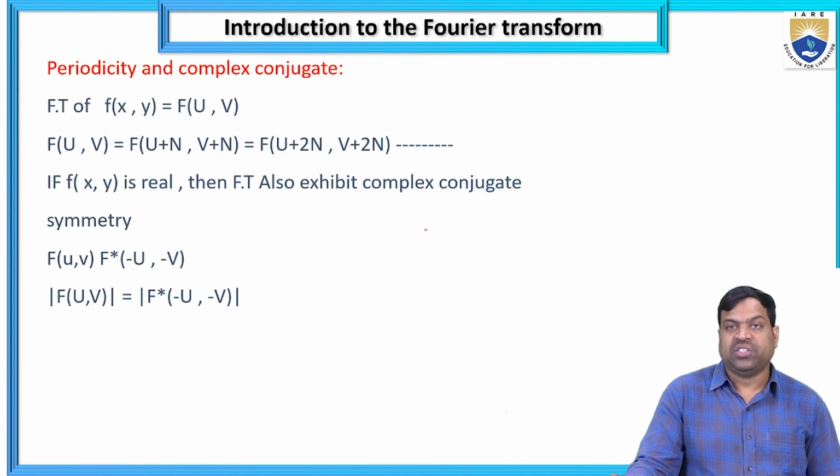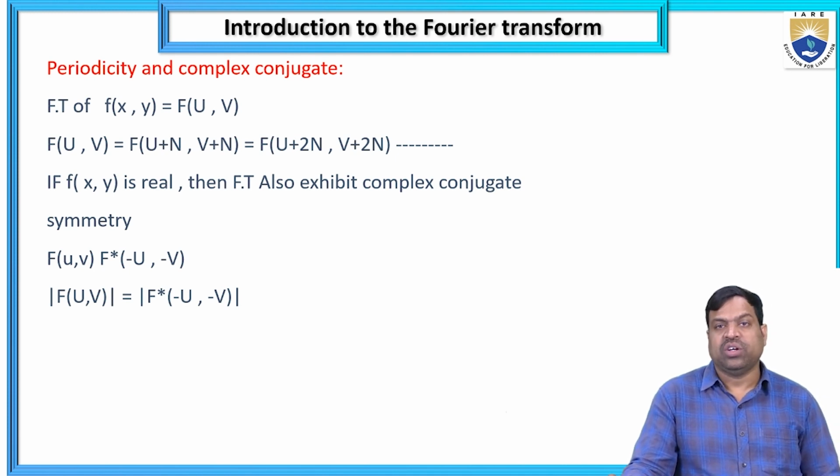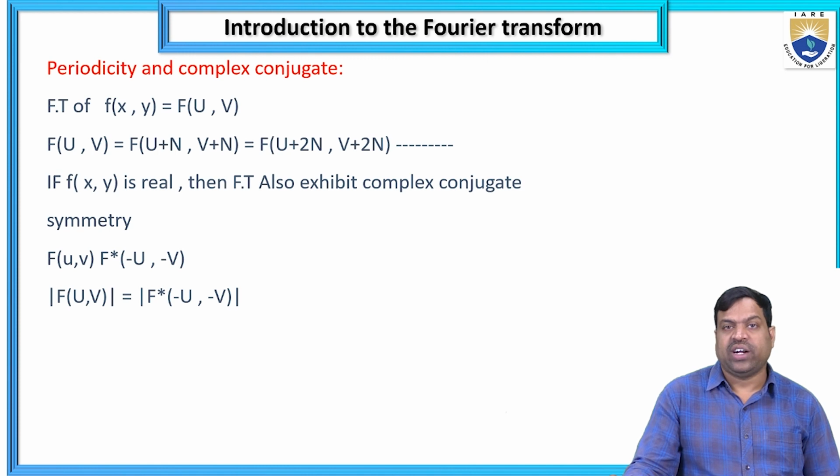So periodicity and complex conjugate. Fourier transform of f of x comma y equal to capital F of u comma v. But here capital F of u comma v equal to capital F of u plus n comma v plus n. So here small f of x comma y is a real function, and we are applying the Fourier transform to small f of x comma y. I am getting the capital F of u comma v. So that is the periodicity and complex conjugate.